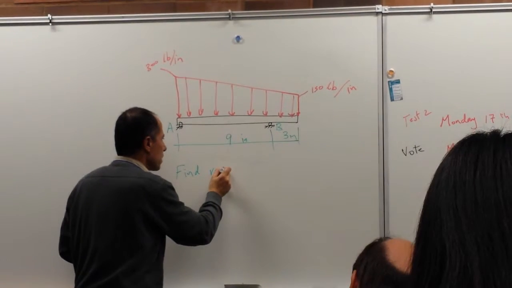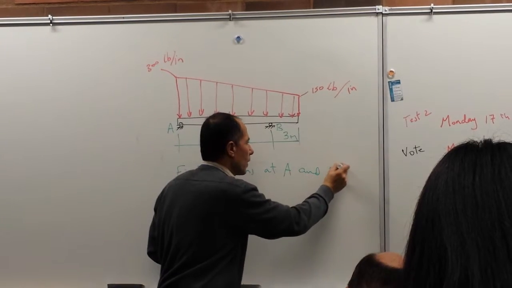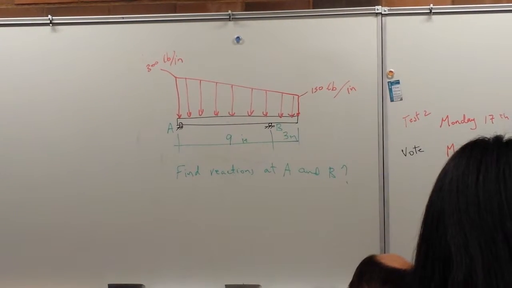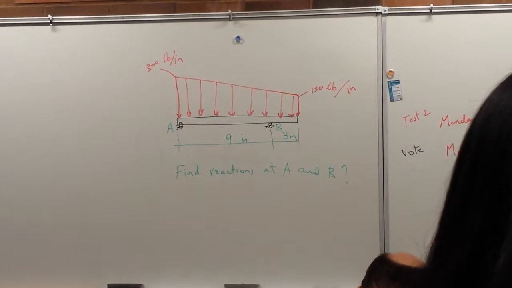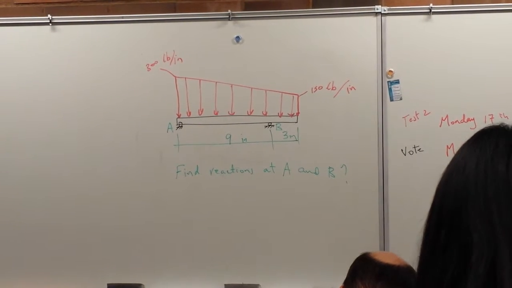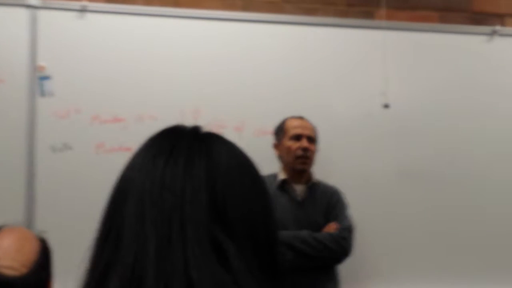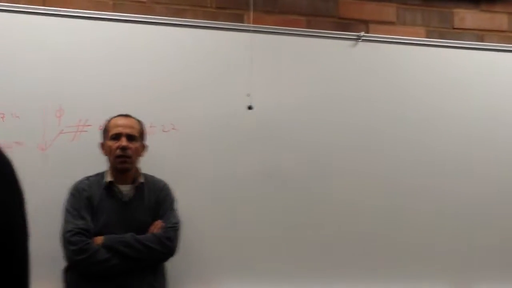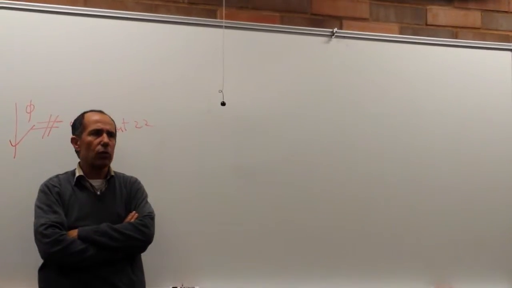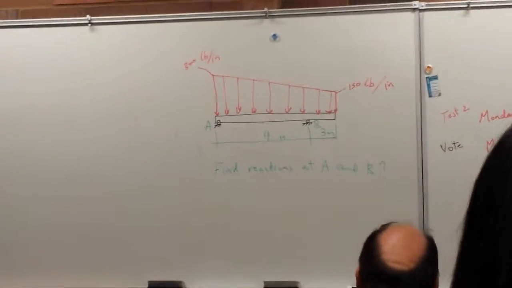Find the reactions at A and B. So this is some load on some beam, and now you need to find the reaction. What we said we should do, the best way to deal with it, is by dividing it into shapes that I can figure out the areas. Okay?